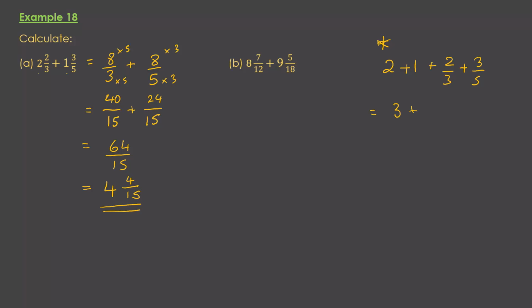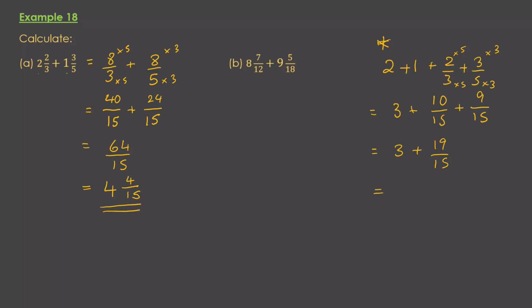And then with the fractions, we need the common denominator of 15. I multiplied the bottom by 5, so I do the same to the top. So that one's going to be 10 over 15. I multiplied the bottom here by 3, do the same to the top there. So I get 9 over 15. So I now have 3 plus 19 over 15.